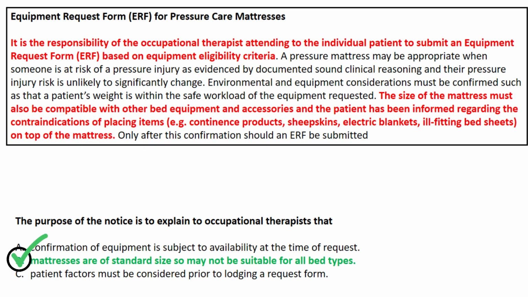Option A is incorrect because the paragraph does not mention anything about confirmation of equipment availability. Option C is also incorrect because while the paragraph mentions that patient factors must be considered prior to lodging a request form, it is not the main purpose of the notice. The paragraph's main focus is on the eligibility criteria for requesting a pressure mattress and the environmental and equipment considerations that must be confirmed.